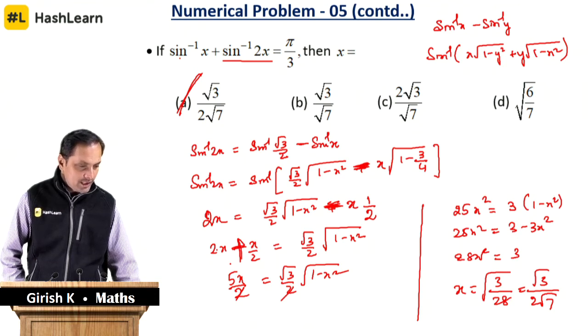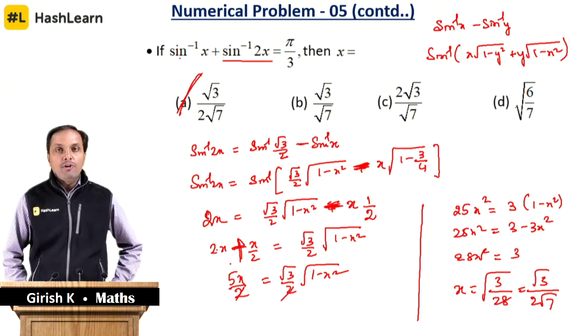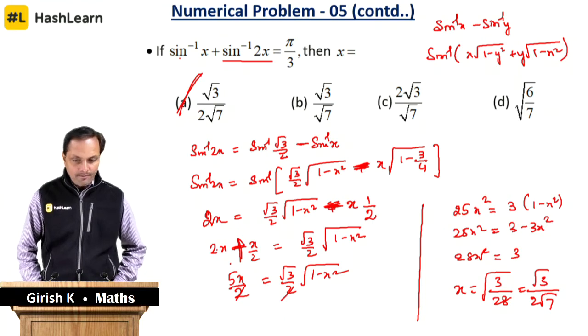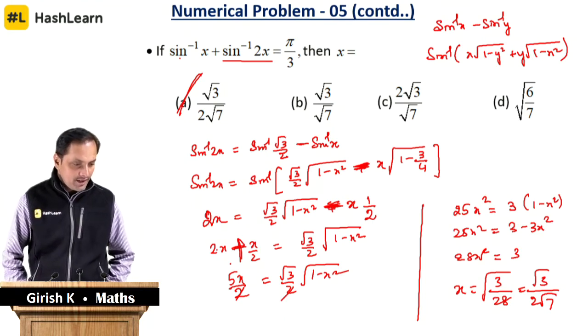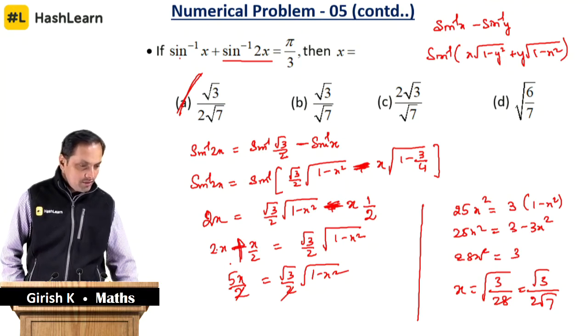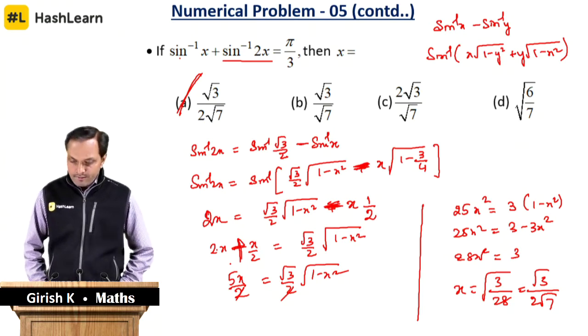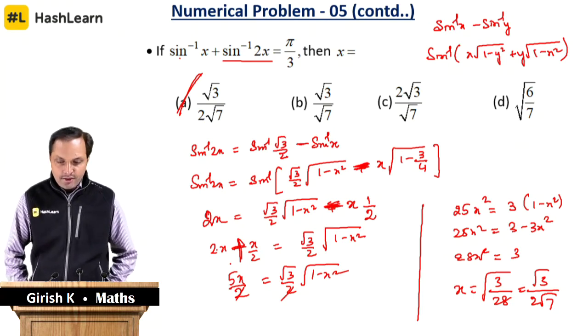Is it clear, Himanshu and Akshat? Hope you all followed the problem, numerical number 5. Right? Okay. I'm not able to receive the messages from anyone. So let's get ready for the next question.